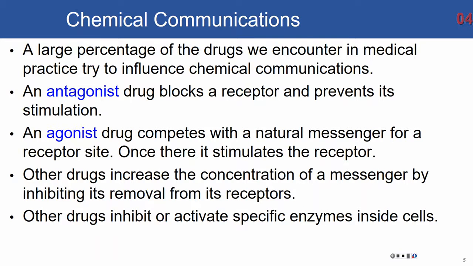So then keep in mind that when we talk about drugs, we're talking usually about either antagonists, meaning that they oppose the action of a drug, so they block a receptor and prevent its stimulation, or agonists. And agonists, they compete with a natural messenger for a receptor site, and once there, it stimulates the receptor to do something. There are certain drugs that can increase concentration of a messenger, and again, that is going to inhibit that messenger from actually disassociating from the receptor. And so that drug stays in the system a little bit longer. You also get other drugs that either inhibit or activate specific enzymes inside the cell. So again, a large number of the drugs that we encounter are going to fall into one of these categories. And oftentimes you'll be plagued by the words antagonist and agonist throughout your PharmD careers.